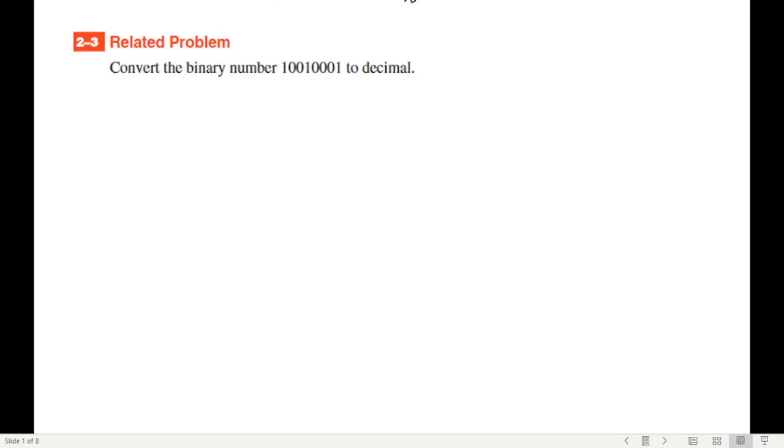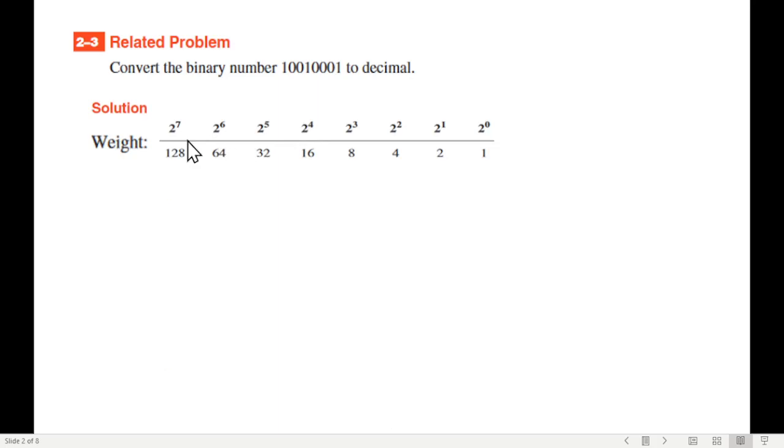So let's proceed. First question is the conversion from binary to decimal. This is the binary number we have to convert into a decimal number. The best way is to use this weight table or weight line. Start from 2^0 to 2^7. And the actual values, I hope you know: 2^0 is equal to 1, then 2^1 is equal to 2, and you keep doubling, so 4, 8, 16, 32, 64, 128.